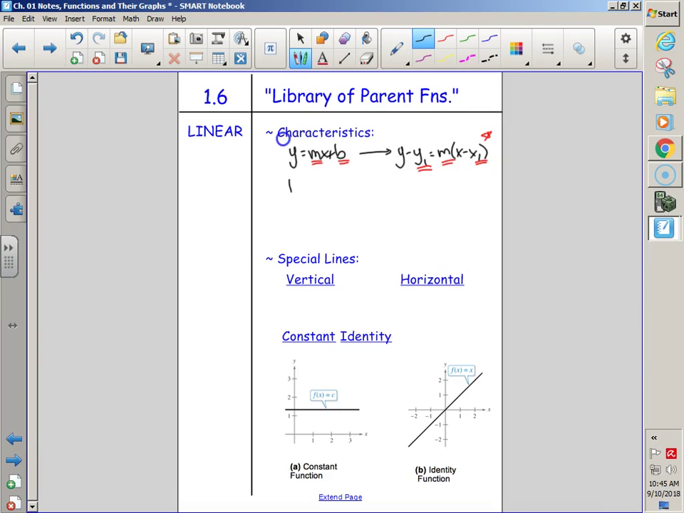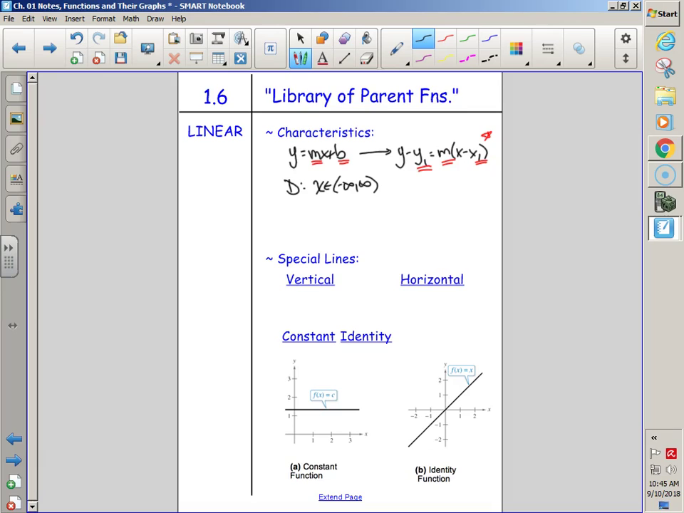What would the domain be of said random line in your head? How left does your line go? Yeah, it keeps going left and left and left. Okay, how right does it go? Most lines have a domain of all real numbers, which in interval notation we've been trying to master, is negative infinity to infinity.